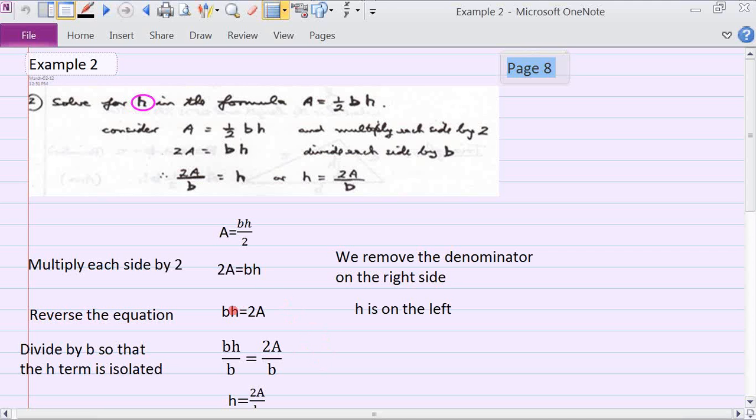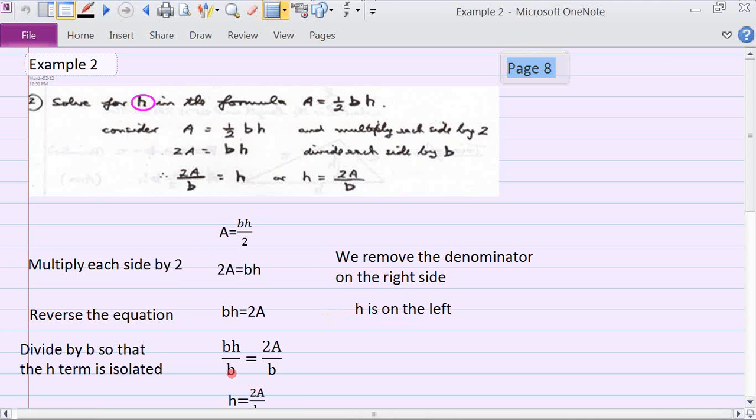Now I reverse the equation because I want to solve for H. H should be on the left. So all I've done is reverse this, put this here and that there. They could both have minuses on them, but if they both have minuses on them, that's the same as plus. So if 2A equals BH, BH equals 2A. I can just reverse the whole equation. So now I have H on the left. Why do I have H on the left? Because I want to solve for H.